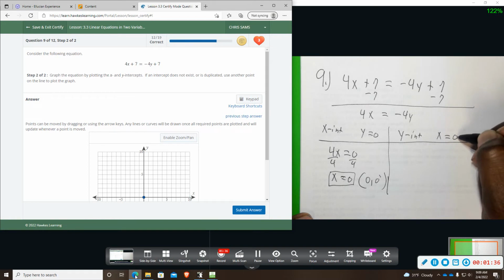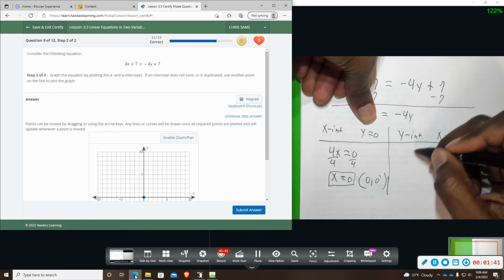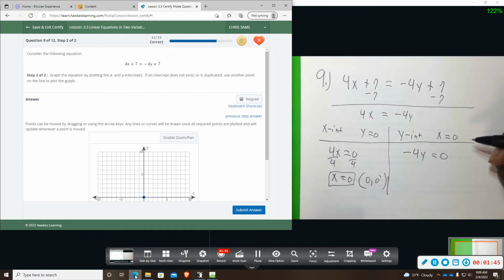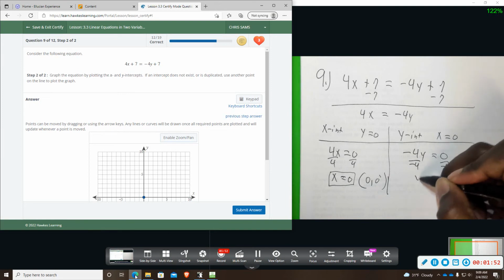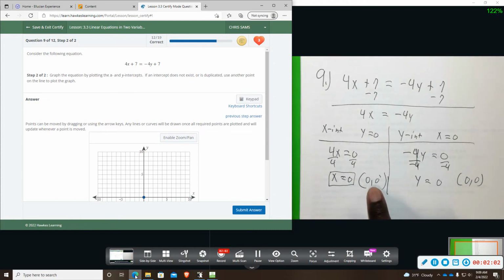When you plug a 0 for x, this side will 0 out, and you'll be left with, and I'm going to rewrite it the other way, I'm going to write the negative 4y over here equals 0. Same concept. This time we're going to divide by negative 4, and you still get y equals 0. So ordered pair here is 0, 0. So when you plug your ordered pairs in, both the x-intercept and the y-intercept is 0, meaning that this graph crosses the origin, so right in the center.